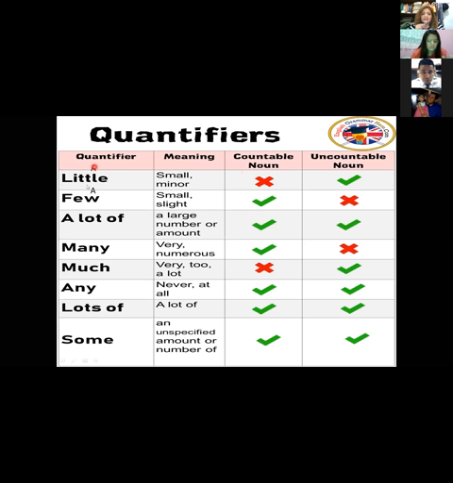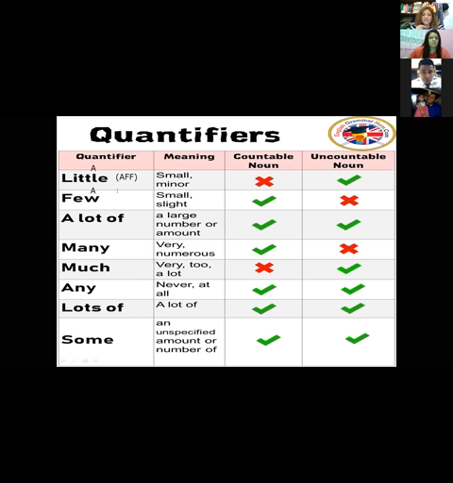For example, a little. The meaning is small or minor, a small quantity. Is it possible to use it with countable nouns? No. It is only with uncountable nouns, and we use it with affirmative or positive sentences. So it is not possible to use it with a negative sentence. One example of a little: I have a little money. That means the quantity of money I have is a minor quantity, okay?